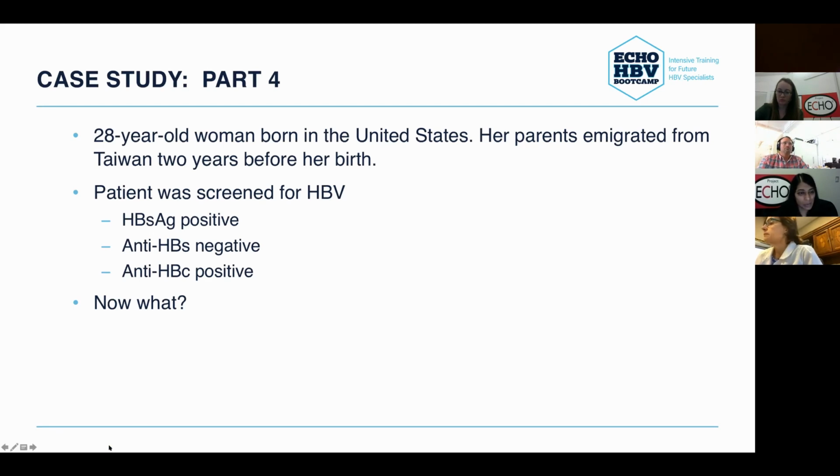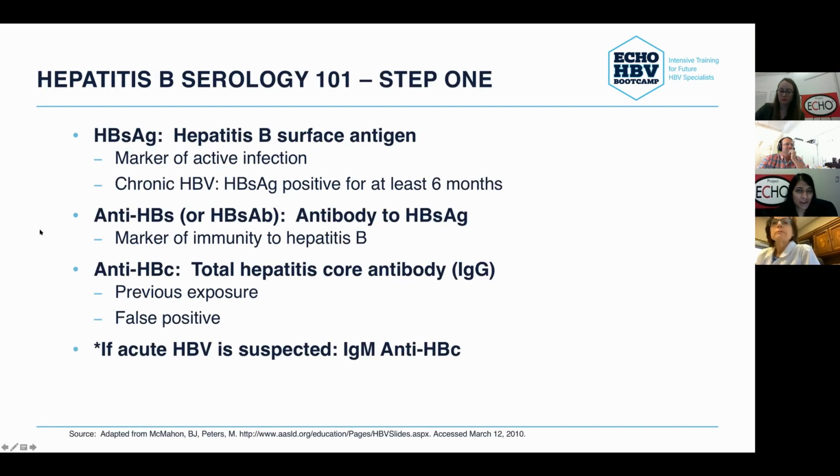So the screening tests that were ordered were her hepatitis B surface antigen, the hepatitis B surface antibody, and the hepatitis B core antibody. And the results showed that her surface antigen and core antibody were both positive, while her hepatitis B surface antibody was negative. So the question that we were left with is, now what do we do with these test results? So, and I think what we'll do, Rachel, is we'll come back to a discussion of this towards the end and open it up.